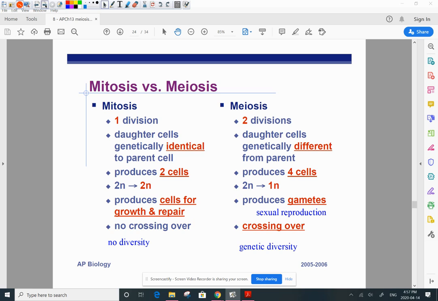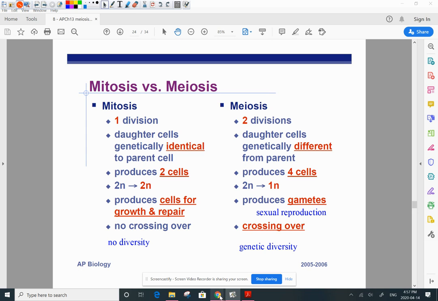In meiosis, on the other hand, we're producing gametes for sexual reproduction. And there are important events that occur in meiosis to increase diversity, so crossing over and independent assortment, and neither of those are happening in mitosis because you're making identical offspring.